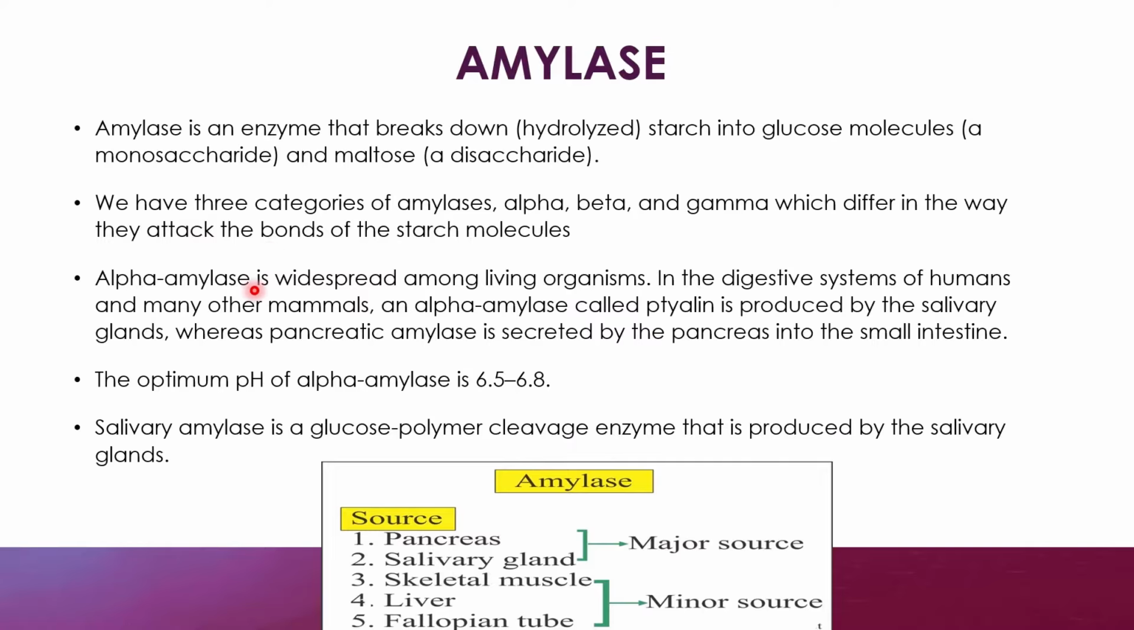Alpha amylase is widely spread among living organisms, for example in the digestive system of humans and many other animals. Alpha amylase called ptyalin is produced by the salivary gland, whereas pancreatic amylase is secreted by the pancreas into the small intestine. What you have to note is that the optimum pH of alpha amylase is between 6.5 to 6.8. And the salivary amylase is a glucose polymer cleavage enzyme that is produced by the salivary gland.